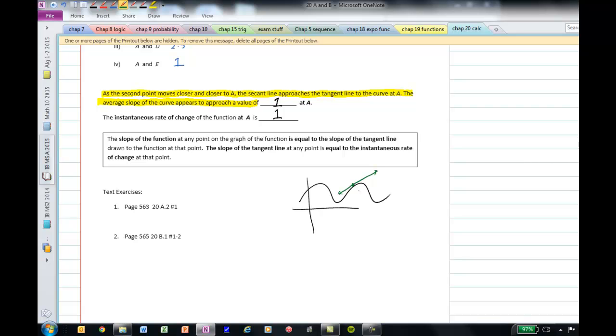So that's section A. Go ahead and do the text exercises to practice before you move on. That's it.